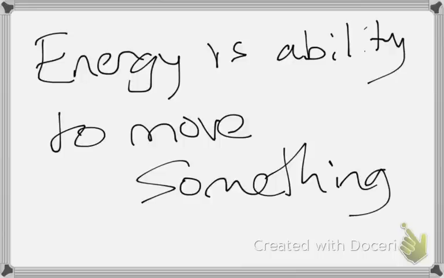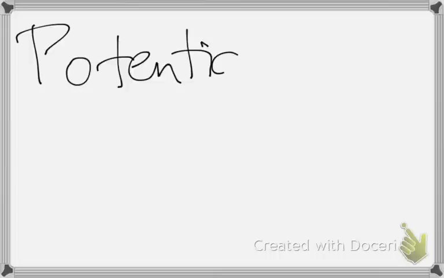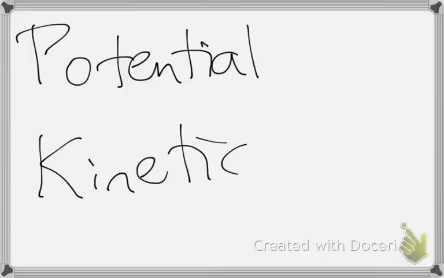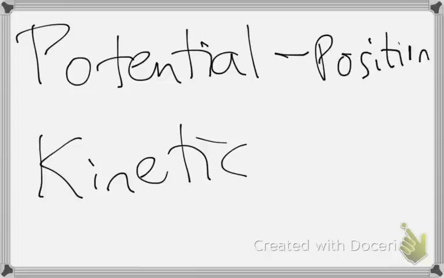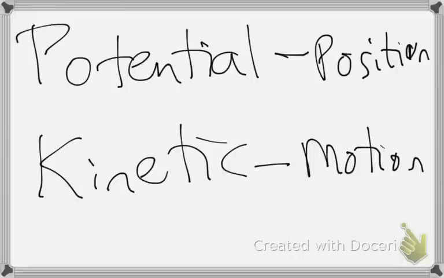Okay, now energy has two forms. It could be potential energy or kinetic energy. Potential energy is energy of position. So if I lift up an object, or I stretch out a spring or rubber band, I'm talking about position. Kinetic energy is energy of motion. We'll go into more detail another time about kinetic and potential energy.